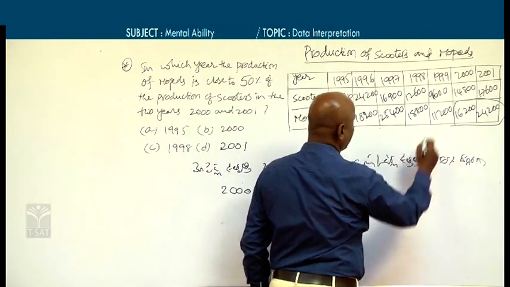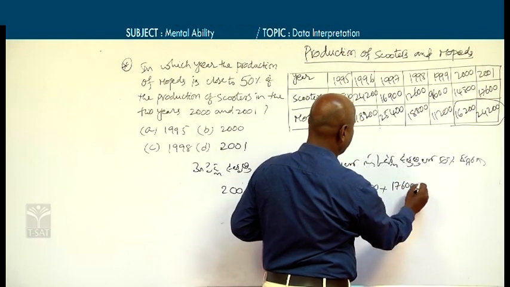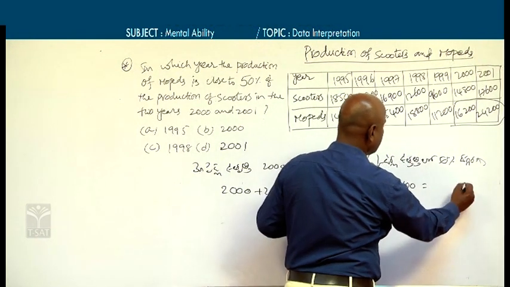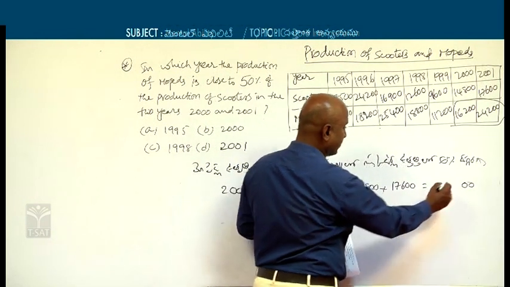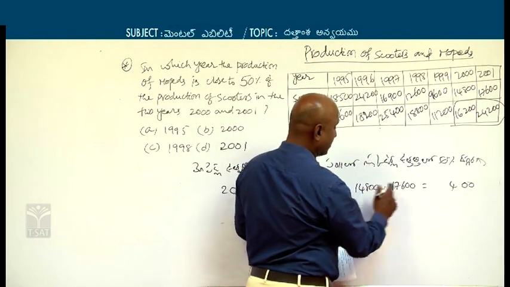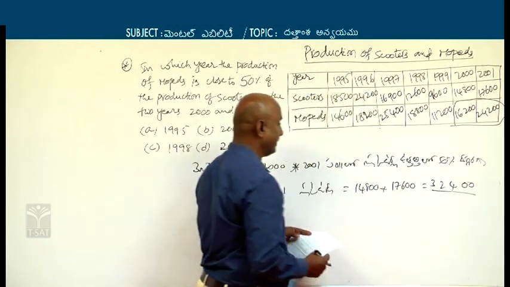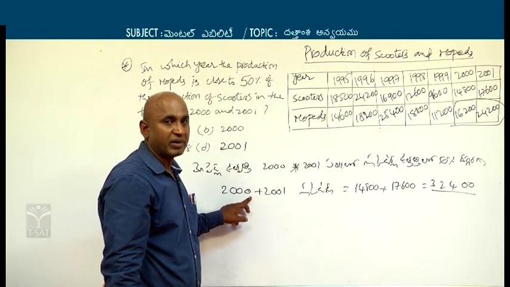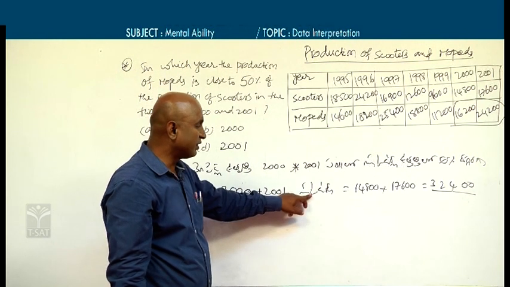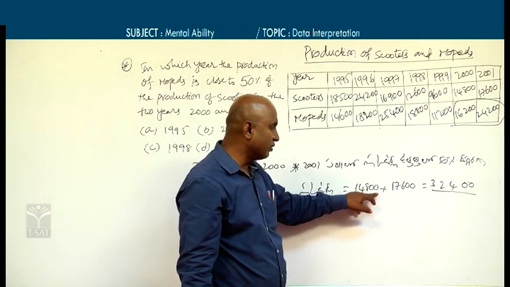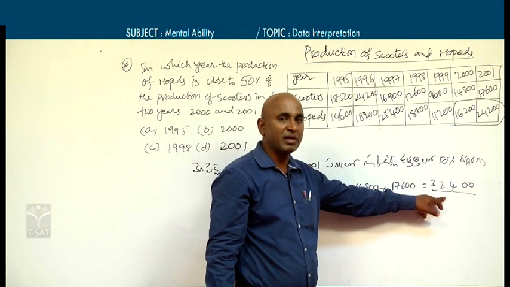Scooters in 2001: 17,600. That is equal to 2 zeros, 6 plus 8 14, and 8 plus 4 12, and 3, that is 32,400. The total scooter production in 2000 and 2001 is 14,800 plus 17,600, which is 32,400.